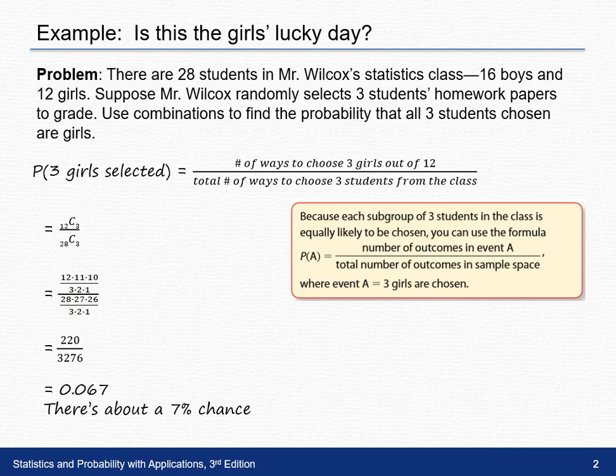So in this example, they asked us to use combinations, so we did. You can also look in the reading at an alternative solution to this question. If you'd like more practice with combinations and probability, please try exercise 5.